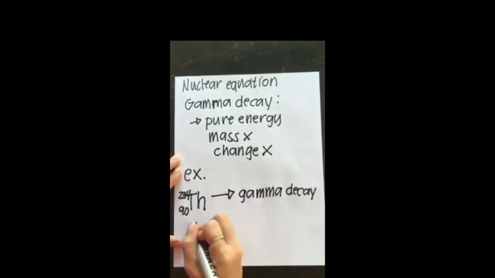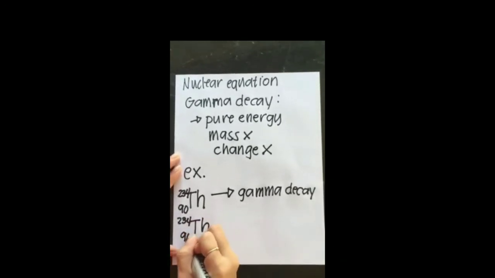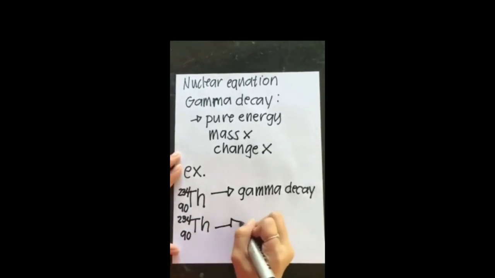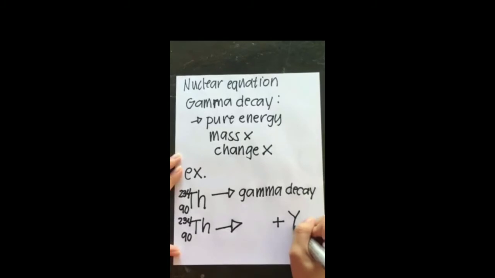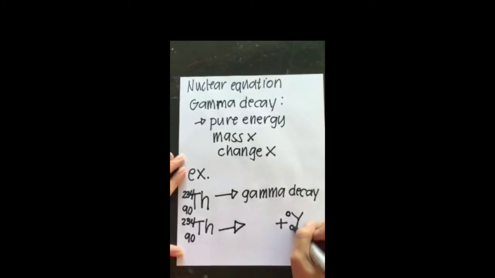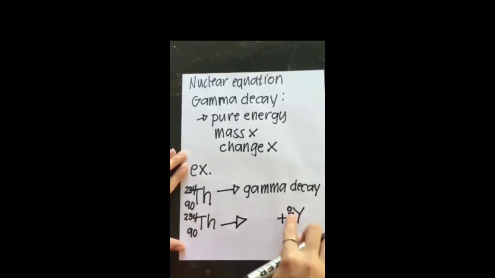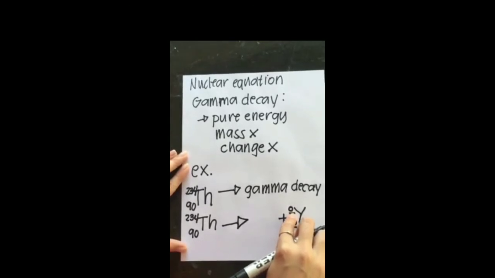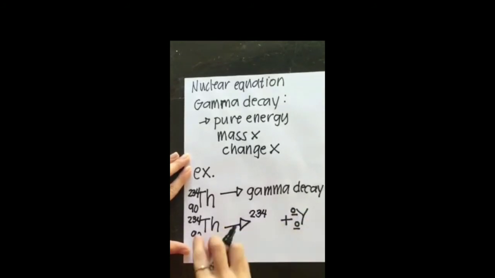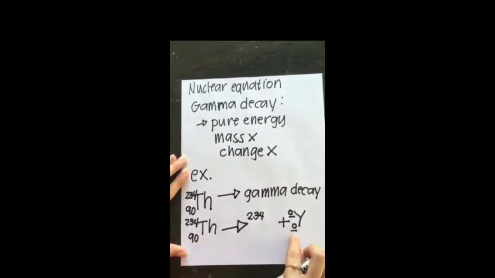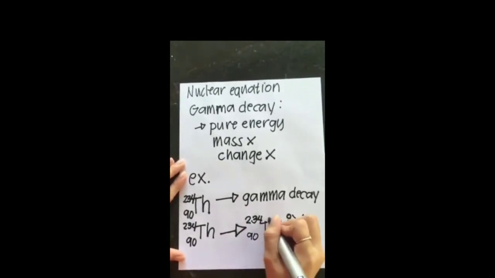So again, let's copy thorium with atomic mass of 234 and atomic number of 90. Draw an arrow, and first let's write the addition sign and the gamma decay equivalent, which is gamma with 0 atomic number and atomic mass. And let's proceed to subtraction. Let's subtract the atomic mass of thorium and the gamma decay, and the answer is still 234. Same goes with the atomic number, and still the answer is 90, and the element is still thorium.